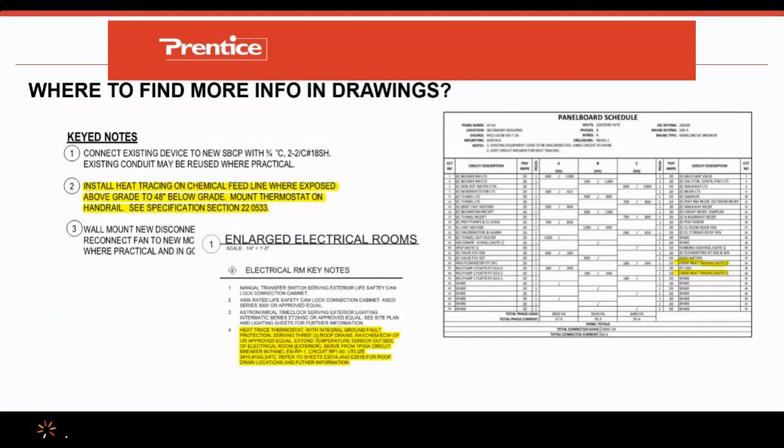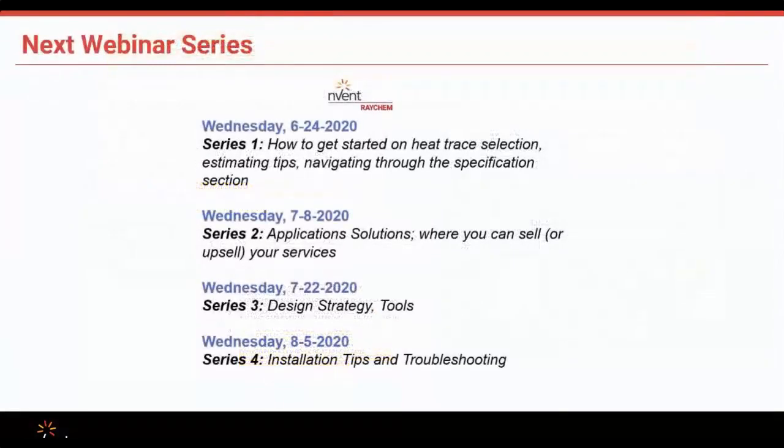The panel board schedule for the electrical contractors, this is a no-brainer. You guys are always looking at these schedules. Sometimes engineers do a great job of putting out and highlighting where they're putting their electrical connections for heat trace. However, in most instances, I find this is missed. And it's definitely missed to call out for a ground fault breaker. So those are, again, things that you have to keep track of on every project.